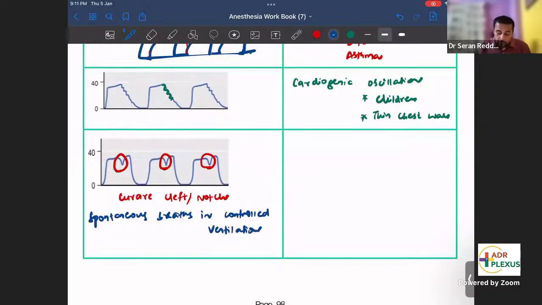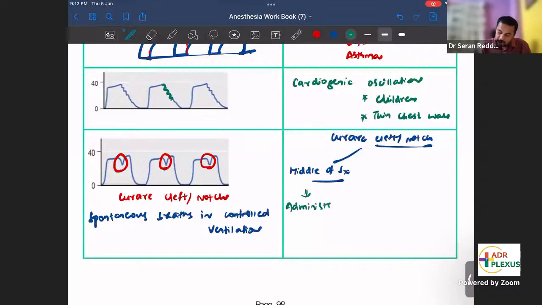Now, if you see this curare cleft or curare notch, you may get a question. The patient is being operated for lap appendicectomy, and in the middle of the surgery, you see a waveform like this. What do you do? When you see this in the middle of the surgery, you have to give a muscle relaxant so that again the patient goes into controlled ventilation. So if it is in the middle of the surgery, you have to administer muscle relaxant.